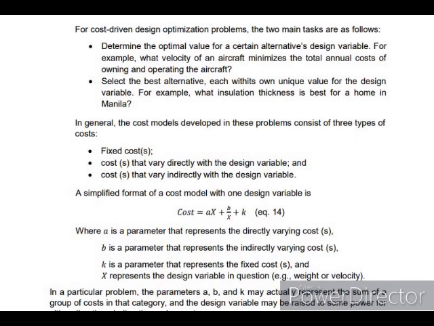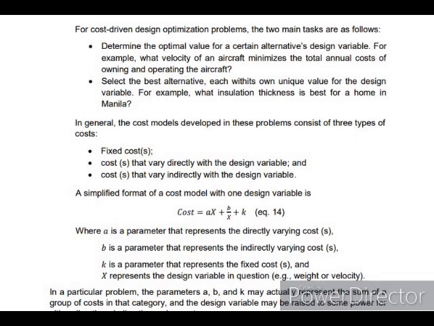We will find the optimal value of an alternative design. Next, select the best alternative, each with its own unique value for the design variable. For example, what insulation thickness is best for a home in Manila? So after we have determined the optimal value for a certain alternative design, we will now select the best alternative among others. So that alternative should have a unique value.